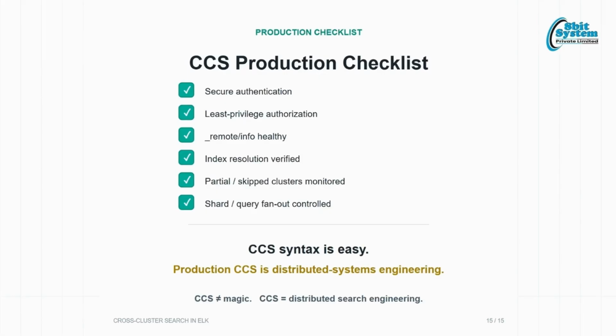Before calling CCS production ready, verify secure authentication, least privilege access, healthy remote connections, correct index resolution, monitoring for skipped clusters, and controlled shard fan out. The syntax is easy. Production CCS is distributed systems engineering.